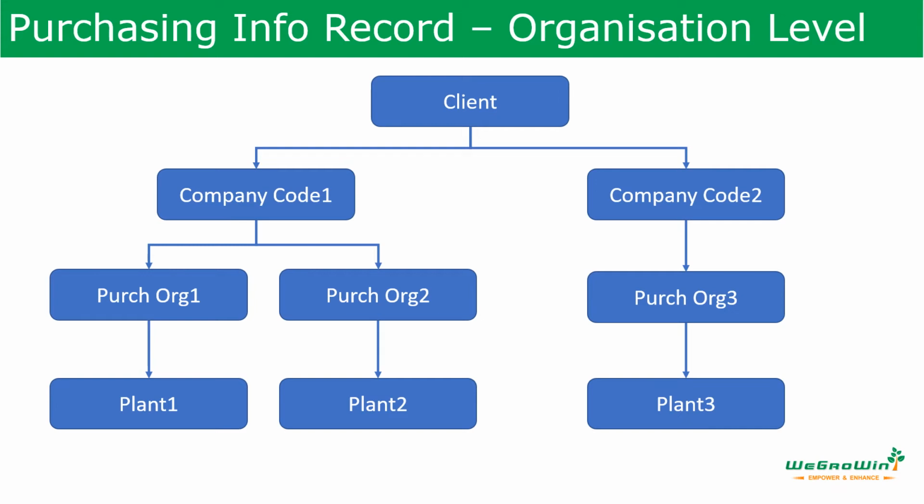Info records can be maintained at different organization levels as shown here: client level, purchase organization level, and plant level. Purchase info records have general data, purchasing organization data, and plant data. It is structured. When you create a purchase order, the system searches for a valid info record for the purchasing organization and plant combination. If no such info record exists, the system will search the details from the purchase organization.